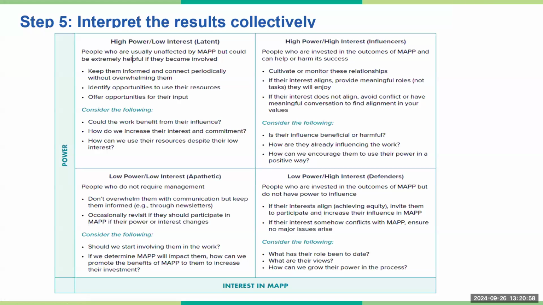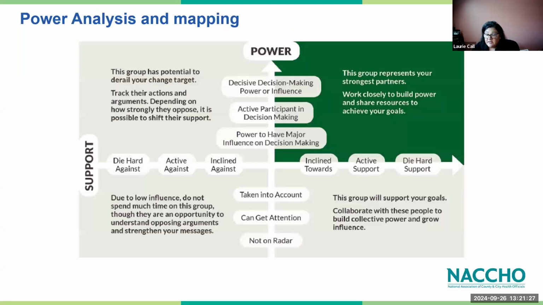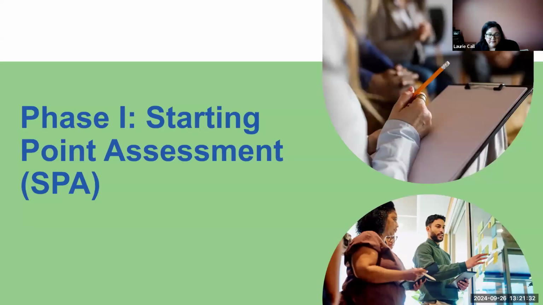Correct. Okay. All right. Another step in the process is you're plotting the people on a matrix, interpreting these results collectively to find out, do they have high power, low interest, where are they? And that's after you've conducted that power analysis. So I'll leave this in here as a tool, but we don't have much time to look at this part right now. We're going to revisit this in the CHIP, but this is part of the power analysis.